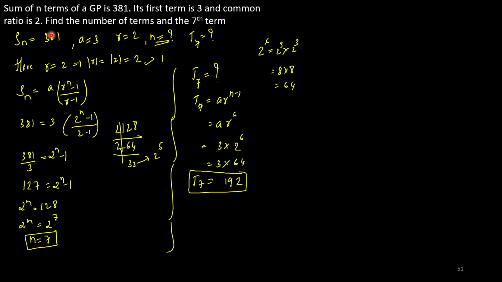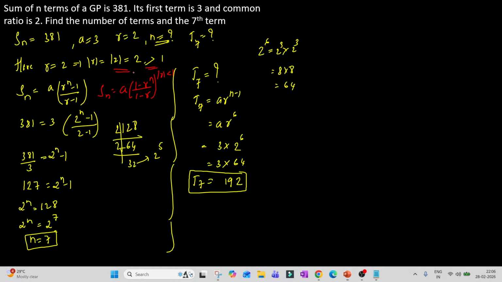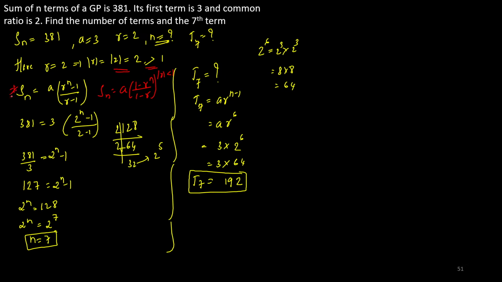Since the sum of certain number of terms is given to you, 381, you know that Sn is equal to a into r to the power of n minus 1 by r minus 1. There is one more formula where Sn can also be written as a into 1 minus r to the power of n by 1 minus r, only if modulus of r is smaller than 1. Here modulus of r, when I found out, it is greater than 1, so I use this formula. Then I can write Sn is equal to 381.